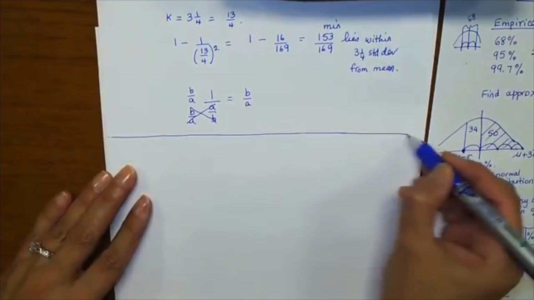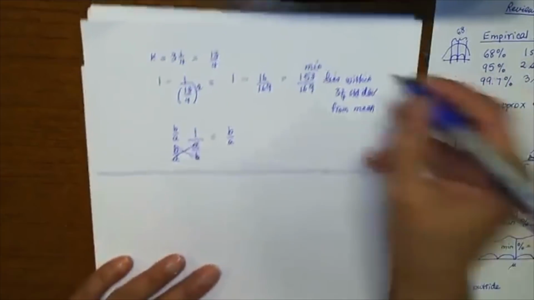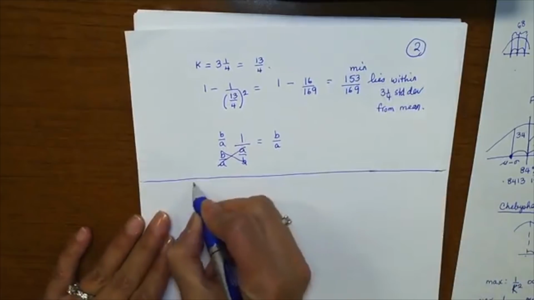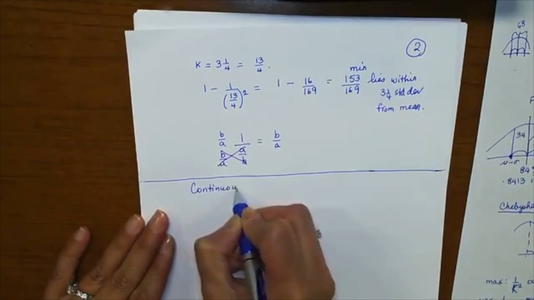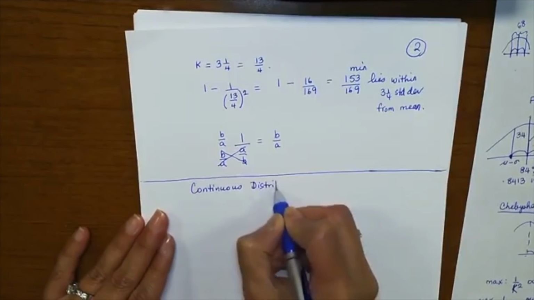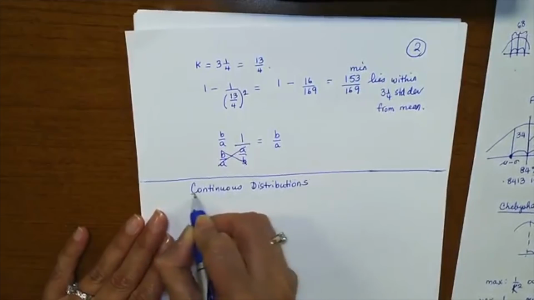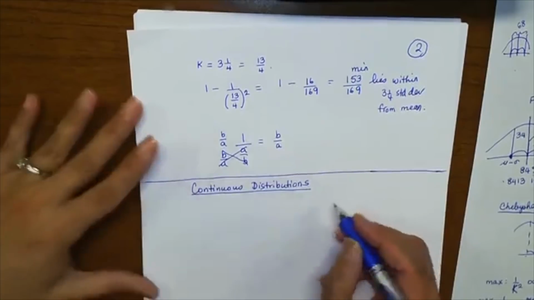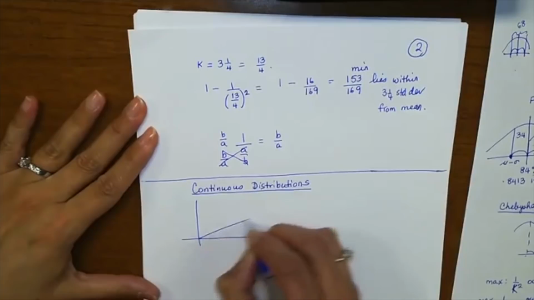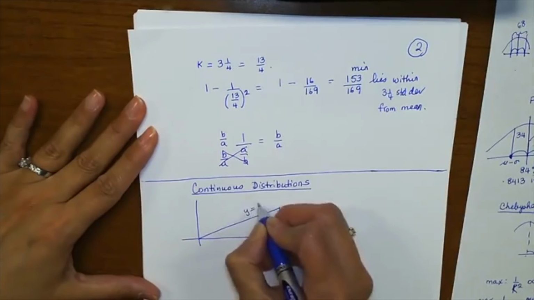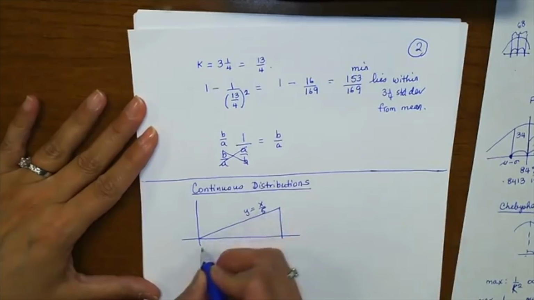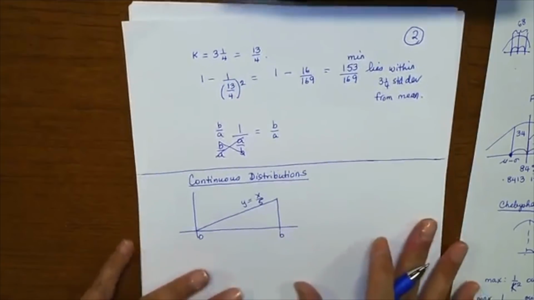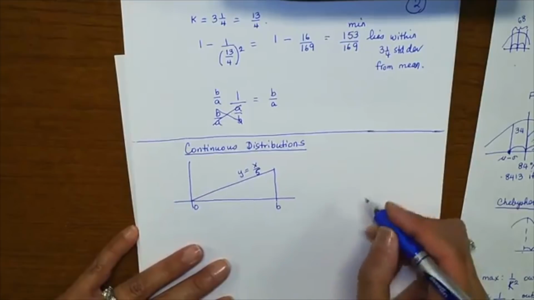So after that, we started the new material. So let me just label these pages. The new material was on continuous distributions. So the first thing we started with was a distribution that's linear, something like this. Let's say y equals x over 5 from 0 to some point b, such that the whole area between 0 and b is 1, right?